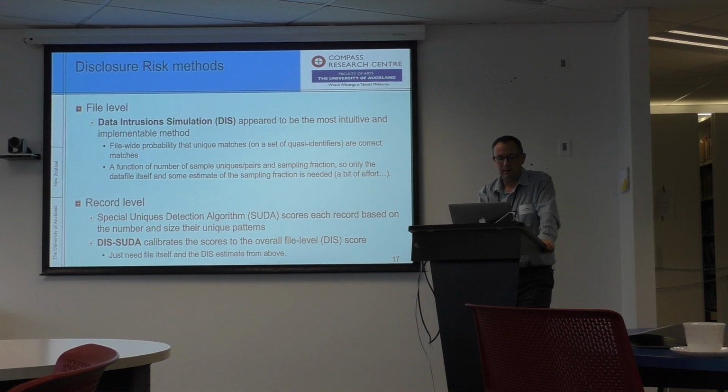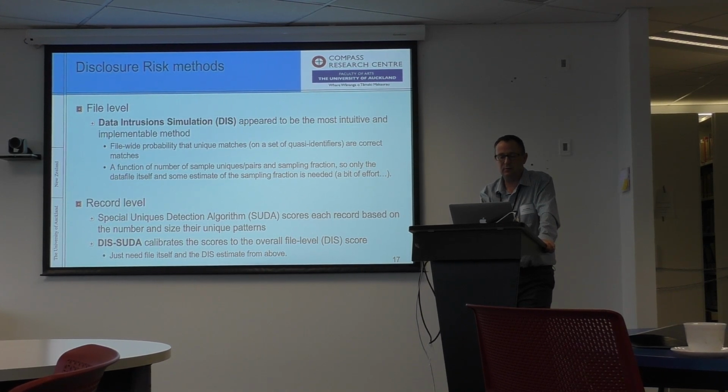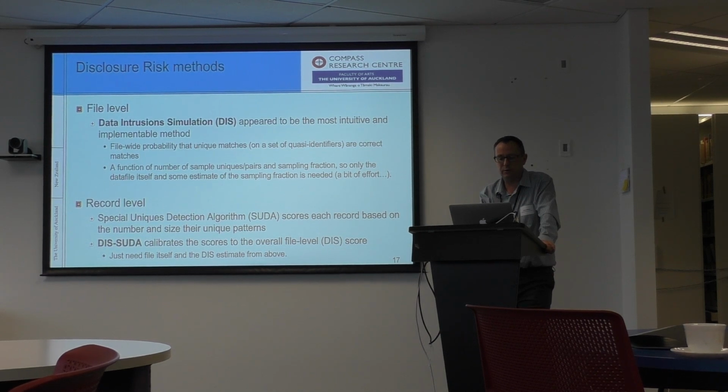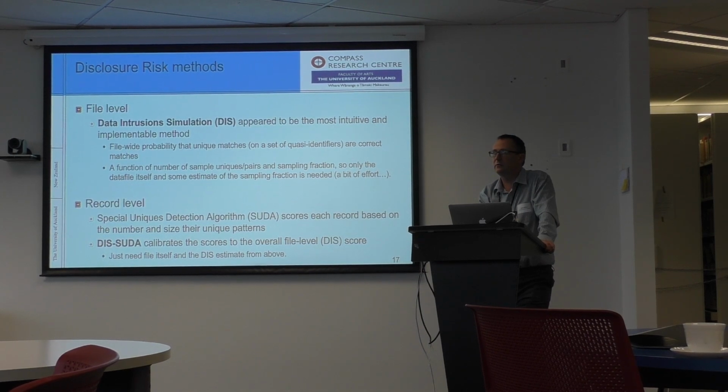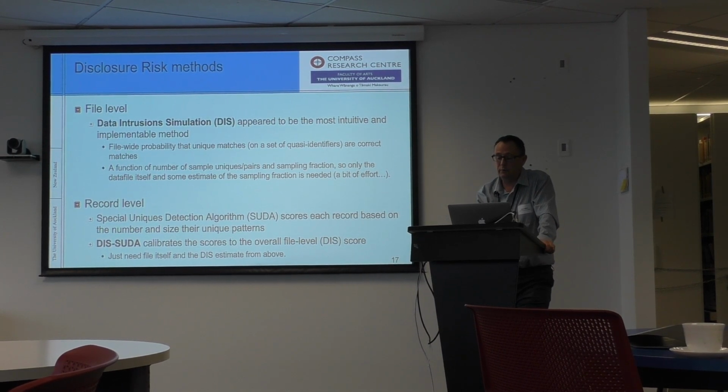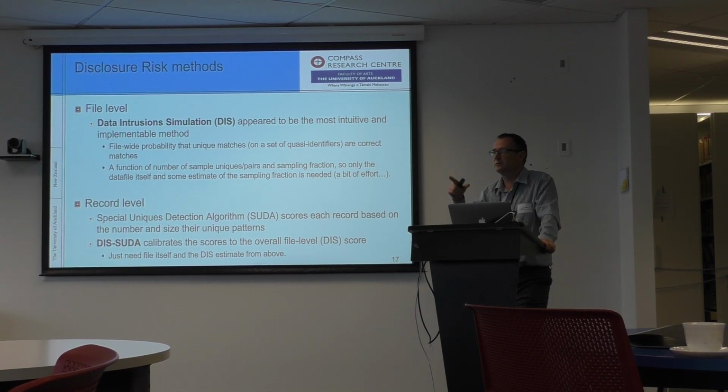In terms of record level, we came across a method called the special uniques detection algorithm, which scores each record based on the number and size of unique patterns. So in a data set, I may be identifiable on 7 characteristics, the 7 that I go looking for, but I might also be identifiable on a subset of 5 of those and a different subset of 6 of those, etc., etc. That's the unique patterns.